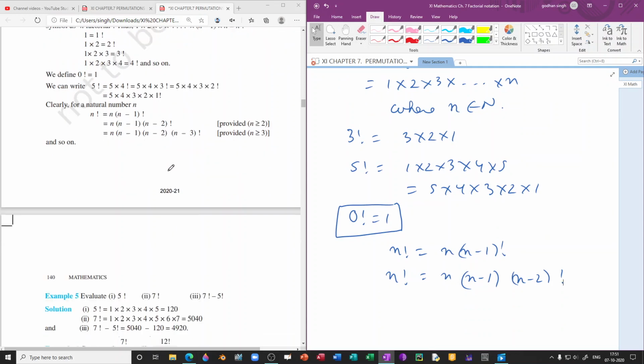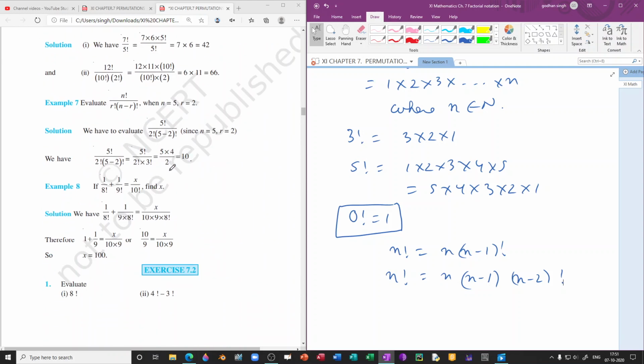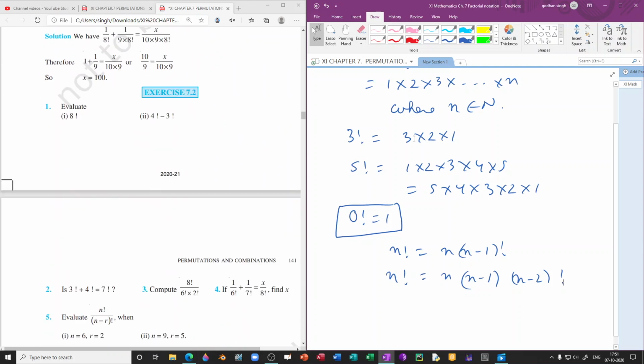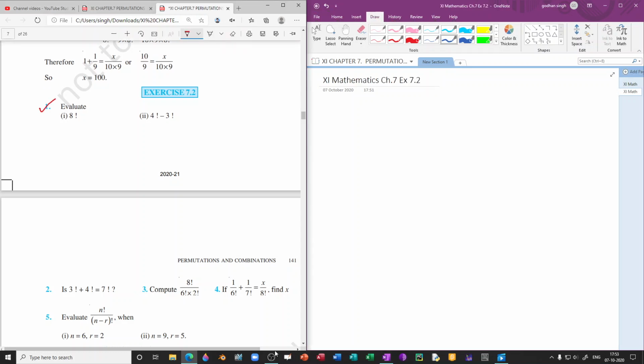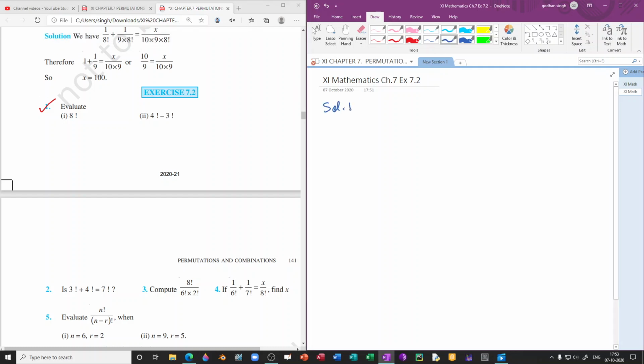Now let us do some questions based on this one. So we will be going to exercise 7.2. So exercise 7.2 now. Question number 1, exercise 7.2. Evaluate 8 factorial. So solving question number 1, solution of 1, first part.